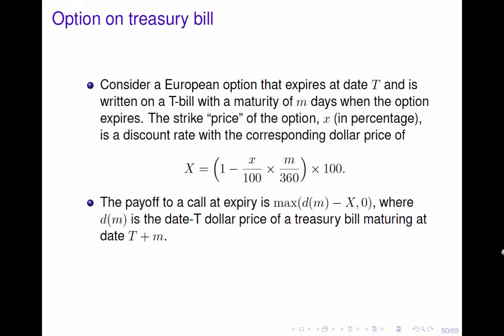Let dm denote the date T dollar price of a Treasury bill maturing at date T plus M. Then the payoff of a call at expiry is dm minus x if dm is greater than x, otherwise it is 0. And the payoff of a put at the expiry is x minus dm if dm is less than x, otherwise it is 0.